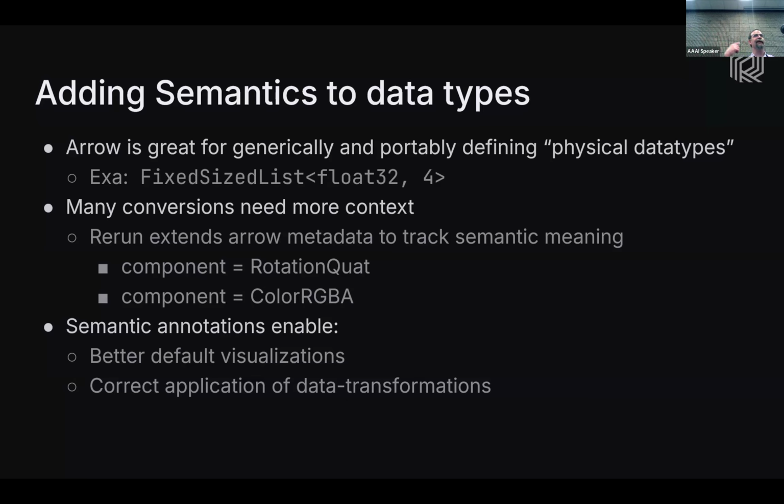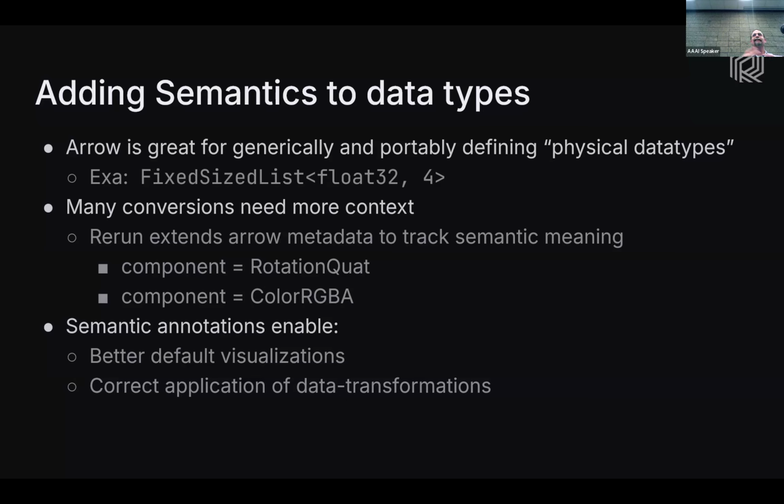I know how to access that memory. I can do stuff with it, but what is actually that data? And Arrow doesn't give us tools for doing that. So Rerun extends Arrow very lightly, using the Arrow metadata system to track semantic meaning, right? So you can assign: this 4 element float is a quaternion that represents a rotation, or it's actually a color that represents an RGBA value, right? And so you don't want to try to rotate a point in space using a color, right?